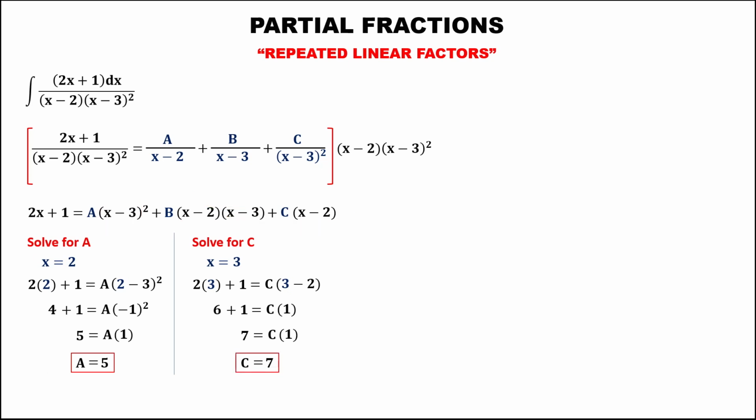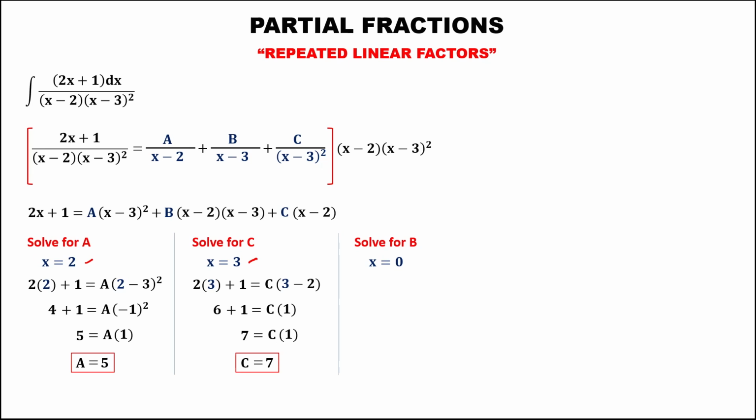Then this time, since we now have the values for A and C, we can solve now for B. Now take note that you can assign any value for x except x equals positive 2 and x equals positive 3. So for us to easily solve for B, we let x equal 0.